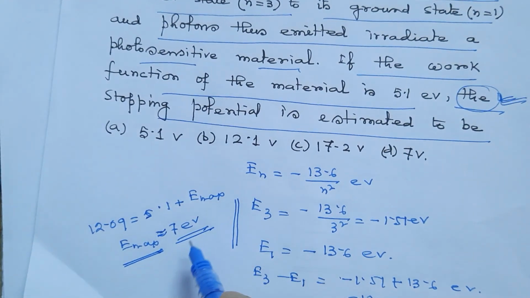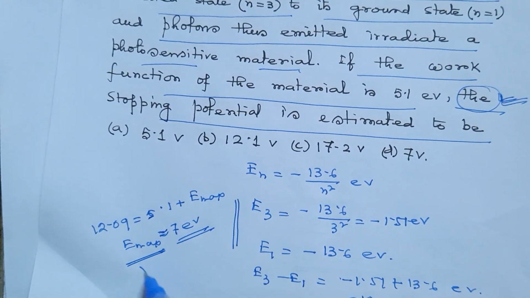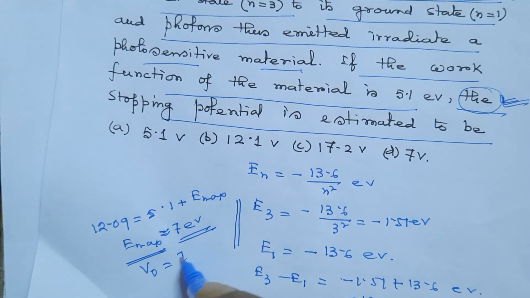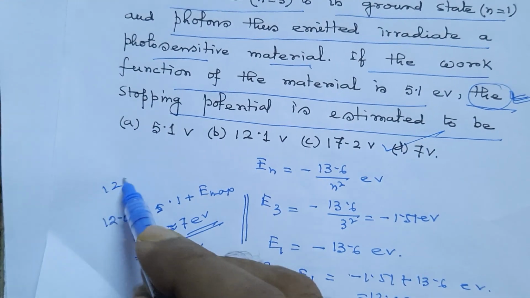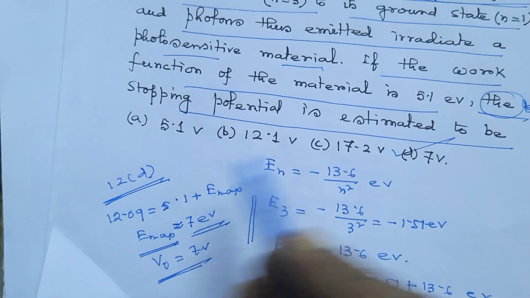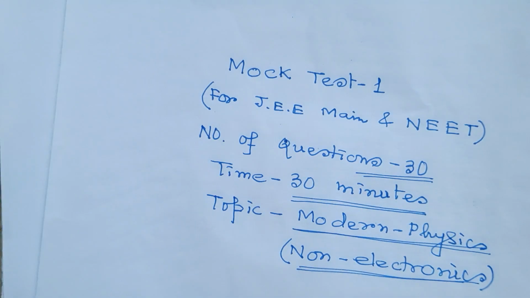7 electron volt is the energy. So the stopping potential V0 is nearly 7 volt. So the correct answer is D. So the correct answer to question number 12 is D. Let us take the next question, question number 13.